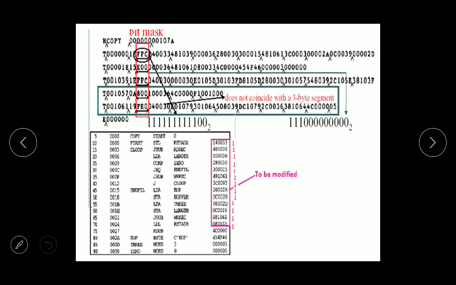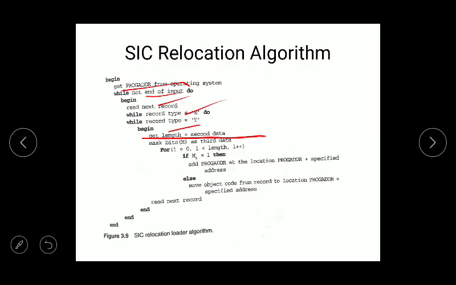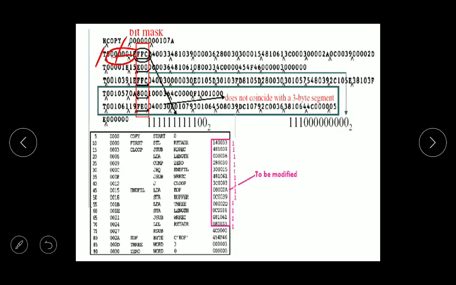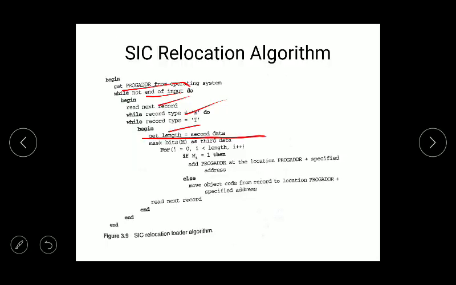This is the text record's first data, T. This is the second data, starting address 0001. Second data length. T is the first one, then 0001, the starting address of the text record. The second data is this one, 1E. 1E means length. The length of that text record is the second data.